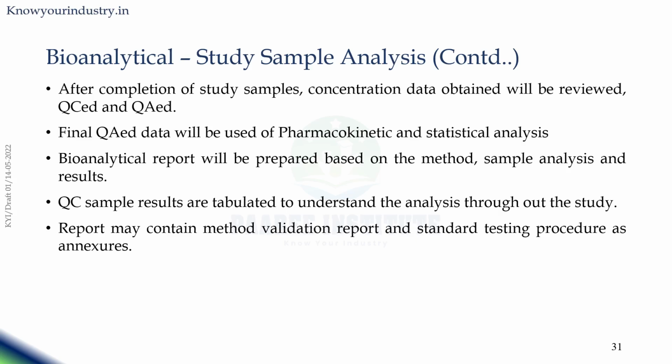In parallel, the bioanalytical report will be prepared by the bioanalytical investigators and staff, and all the information related to the analytical method, sample analysis, which date you received, which date you started the analysis, what kind of results you have got, and each and every analytical run, CC tables, QC tables, are all presented in the bioanalytical report along with the incurred sample analysis data. Then the results are tabulated; all the QC results, that means quality control sample results, will be tabulated to understand the analysis throughout the study. There are global QC results and individual run QC results, all of which will be reviewed by the reviewers as well as the investigators. So the report will contain the method validation report and the standard testing procedure used for the method as annexures. So with this, the bioanalytical method development, validation, study sample analysis, and reporting of the data get completed, and the bioanalytical phase of the bioequivalence study gets completed.